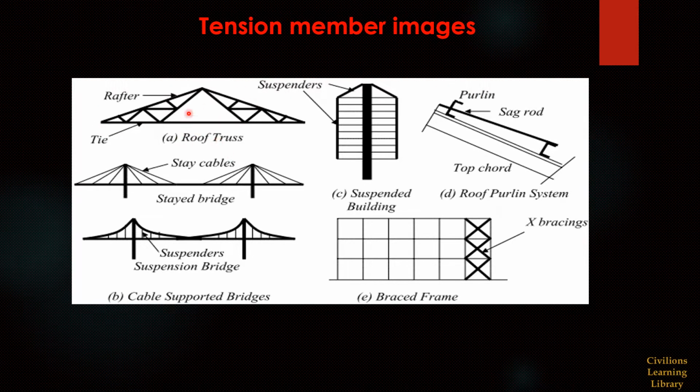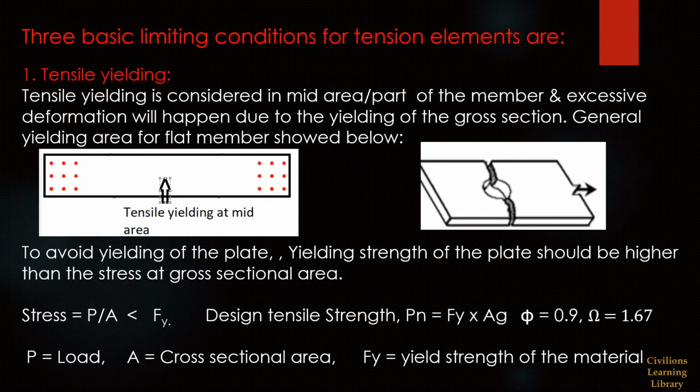This is for a roof truss. These ties will act as a tension member. These suspenders, this vertical, will act as a tension member. Here, this sag rod will act as a tension member, and for the suspension bridges, these stay cables will act as a tension member. And for a building, this X bracing in roof or wall will act as a tension member. Next, we will see the limiting conditions for the tension member design.